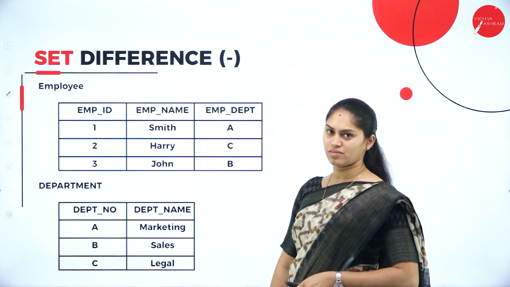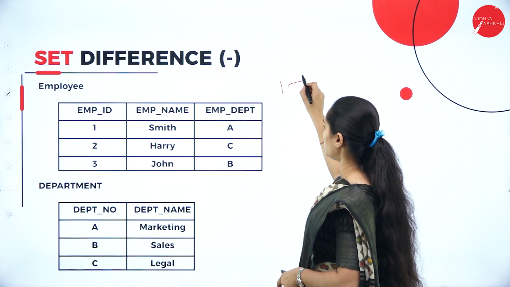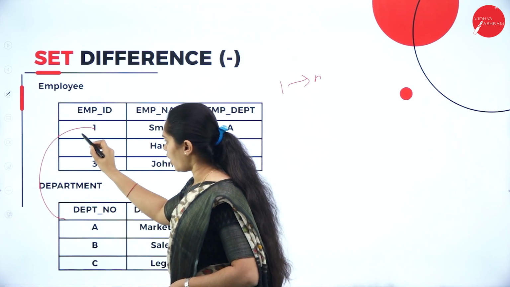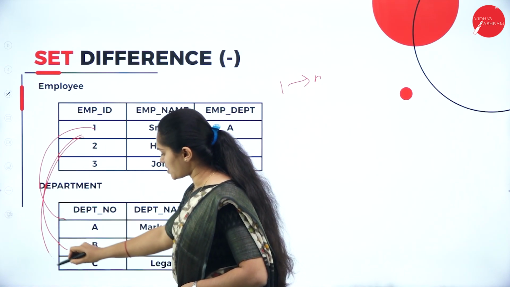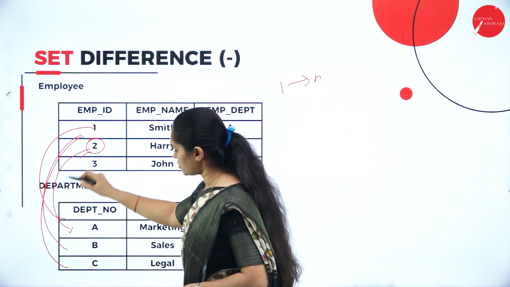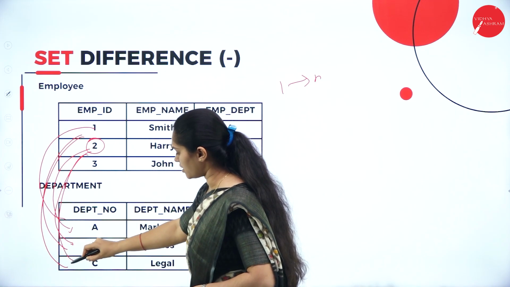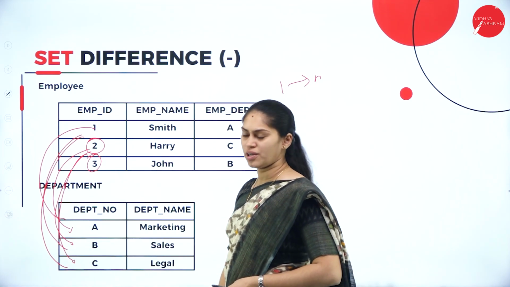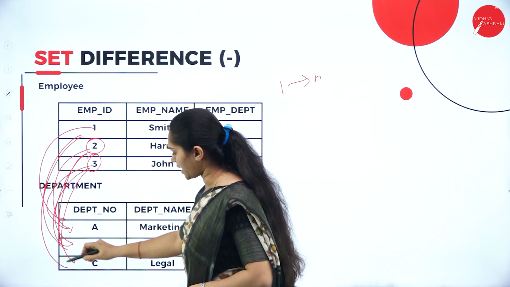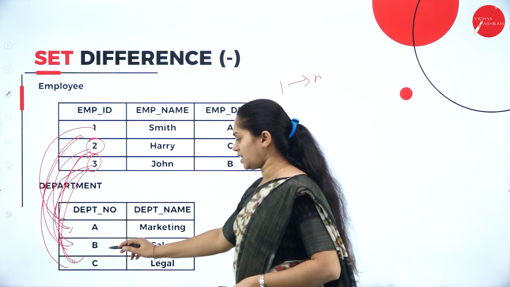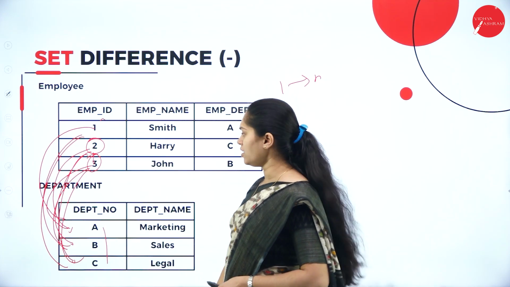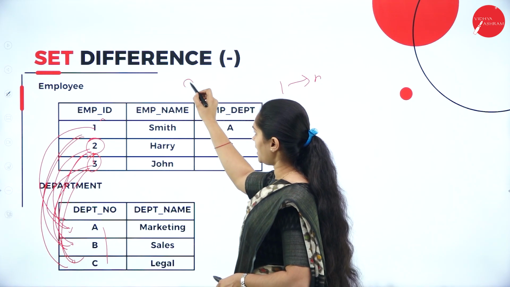In the employee relation we have employee ID, name and employee department. What will the Cartesian product do? This is 1 to n. That means the first row will be combined with all the rows of the second relation. Again, the second row will be combined with all the rows of the second relation. In the same way, the third row will be combined or multiplied with all the rows of the second table. So here 3 threes are 9. Here I have 3 rows, here also I have 3 rows, so it will give us 9 rows.